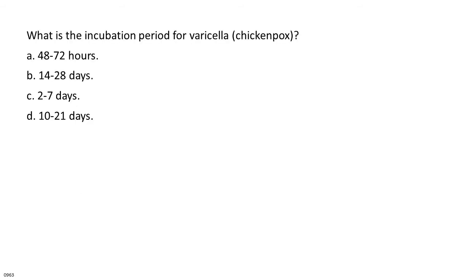What is the incubation period for varicella, chickenpox? A. 48 to 72 hours. B. 14 to 28 days. C. 2 to 7 days. D. 10 to 21 days.